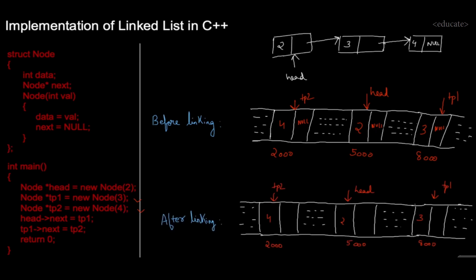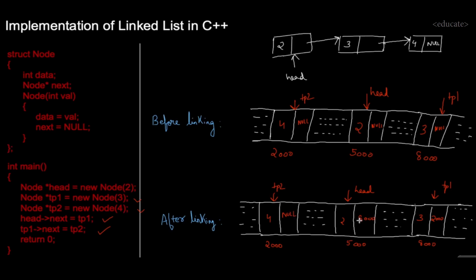So now we have to perform the linking. So how will we perform it? Here it says head's next will store the address of tp1. So what will come here? The address 8000. Now in the very next line it says tp1's next will store the address of tp2. So what will come here? It will be 2000, and as we are not initializing anything in tp2's next, it will be null only.